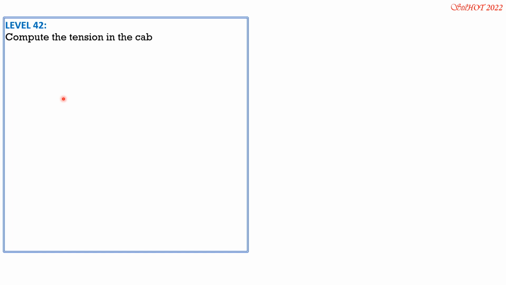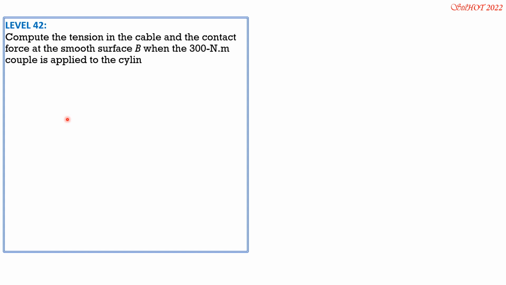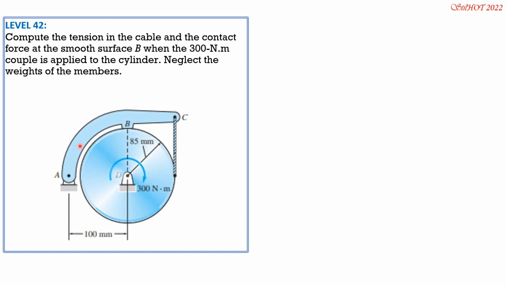Compute the tension in the cable and the contact force at the smooth surface B when the 300 Newton meter couple is applied to the cylinder. Neglect the weights of the members. So let's have the free body diagram of the cylinder first. So we have the tension, normal, and the reactions at D.